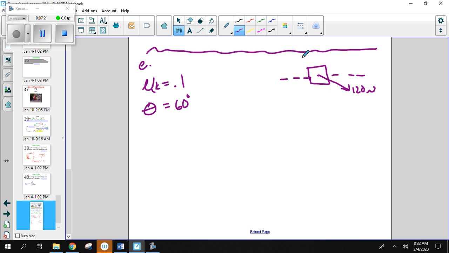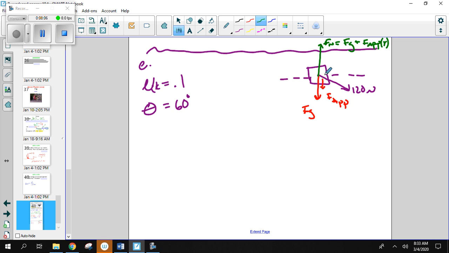We are pushing down that way with 120 newtons, which means that not only do we have the force of gravity going down, we also have our applied force. Right? So in order for this object to not fall through the ground, the ground has to push with a force that is greater than the force of gravity and the force applied. So that means that our normal force should equal the force of gravity, that's positive, plus the force that we are applying, but only in the y direction.